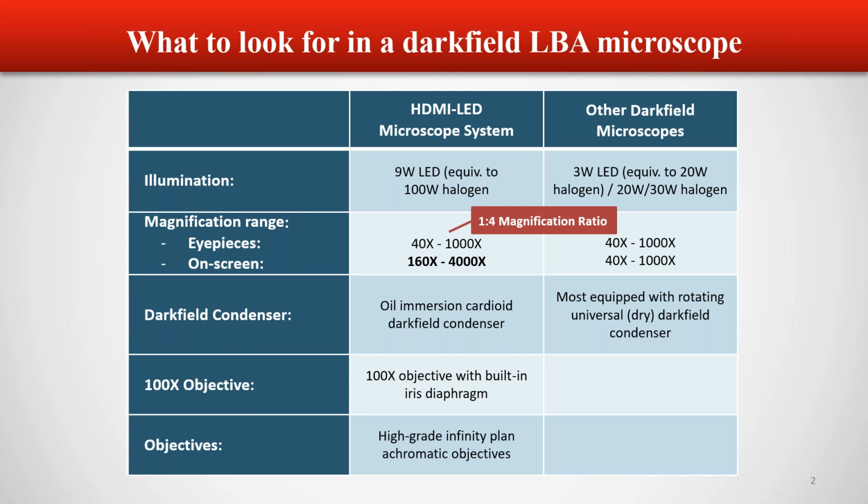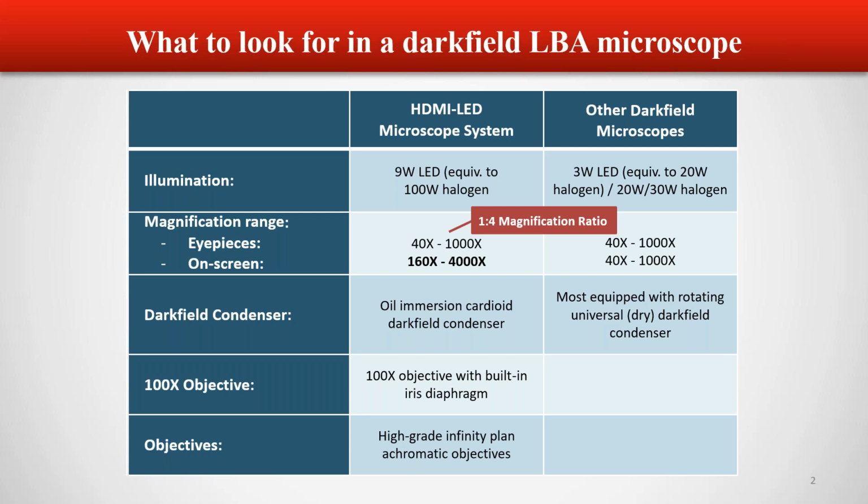Dark field condenser then, most of these other microscopes are equipped with a rotating universal dark field condenser. So it has a turret style condenser sitting under the stage that you're able to rotate and move into place, so you can go from bright field to dark field by just rotating the wheel. It really is very convenient. You're able to quickly change from bright field to dark field, but it uses a dry dark field condenser, and there's no real value in terms of live blood analysis with these types of condensers. You're really not able to see nearly anything in dark field with these condensers.